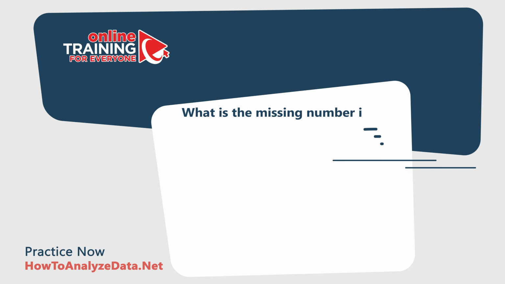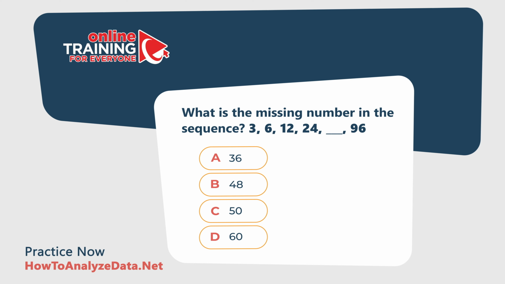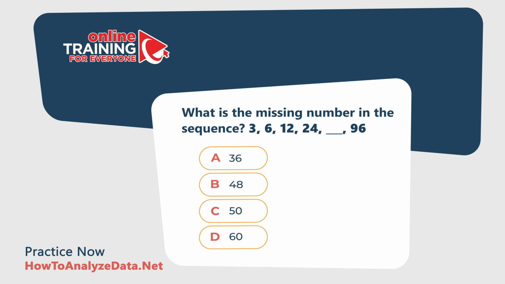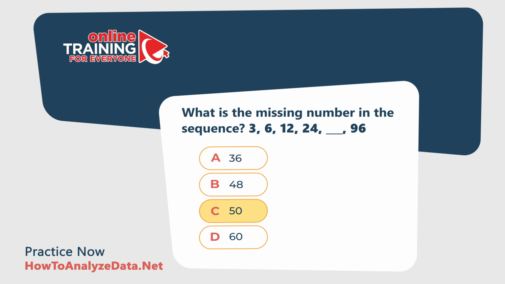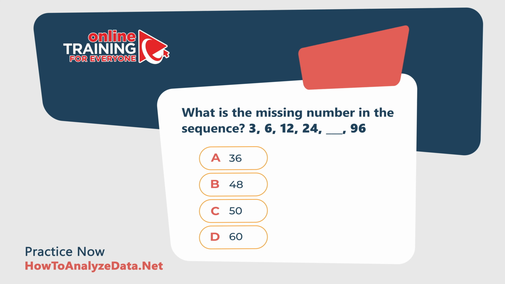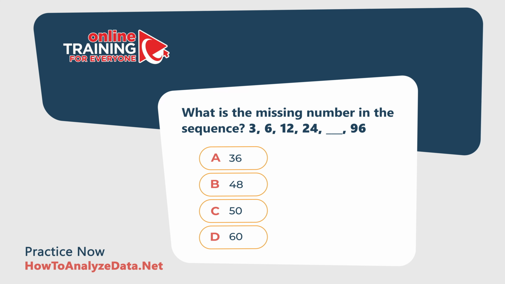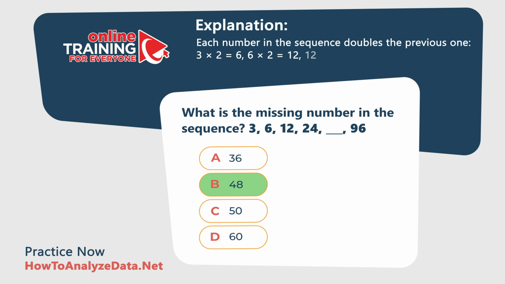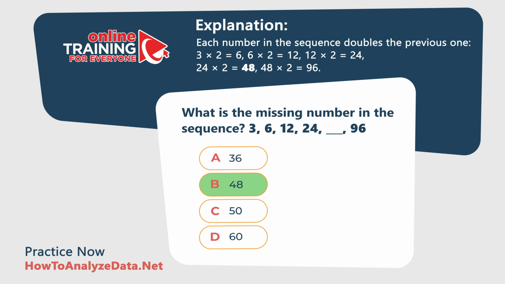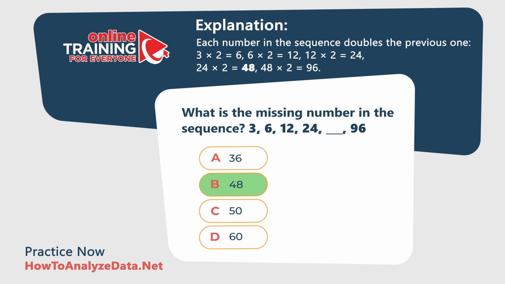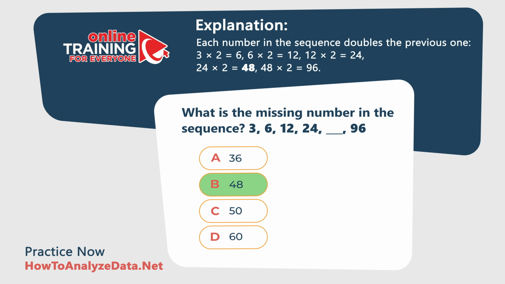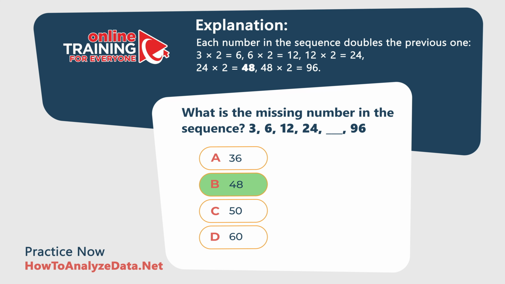What is the missing number in the sequence? 3, 6, 12, 24, missing number, and then 96. Choice A, 36, choice B, 48, choice C, 50, and choice D, 60. The correct answer is choice B, 48, and here's why. Each number in the sequence doubles the previous one. 3 multiplied by 2 equals 6. 6 multiplied by 2 equals 12. 12 by 2 equals 24. 24 by 2, 48, and 48 by 2 is 96.